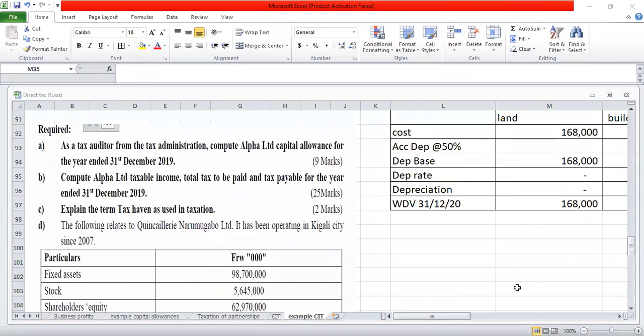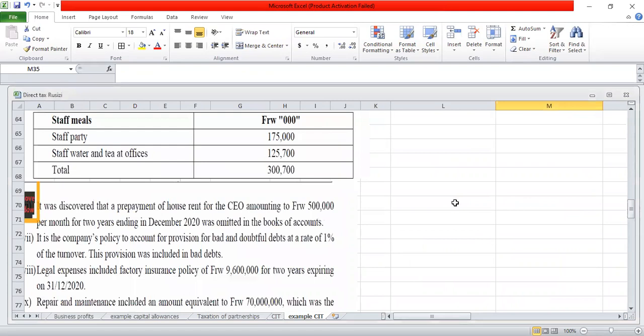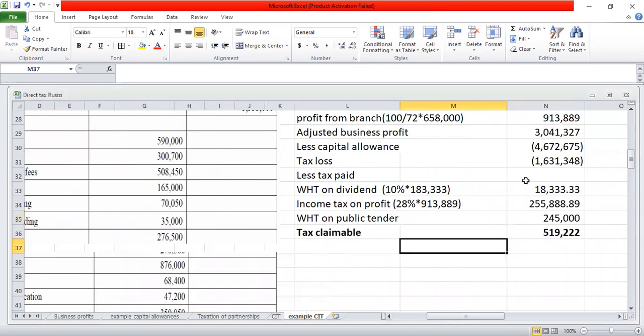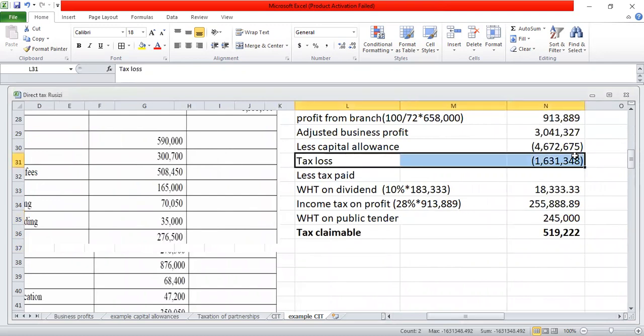How do you get the tax claimable? I've added the withholding tax on dividend, the income tax paid on foreign profit, and the withholding tax on public tender. Then I got the tax to be claimed. Why do you add instead of deducting? Deducting from what, Aphrodite? Because this one is already a tax loss, we cannot adjust anything. This is going to be carried forward. But these taxes have already been paid. So the company will have to claim these taxes.